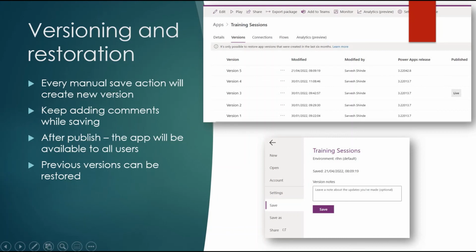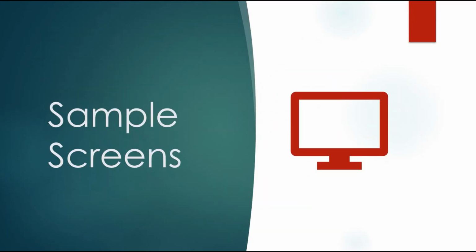Now you can also restore a previous version. If something is not working, you can go back and restore the previous version and publish it again. So all these basic things are available. Versioning and restoration are also available in PowerApps. Well, that's what I wanted to cover in this short video today to understand PowerApps basics.